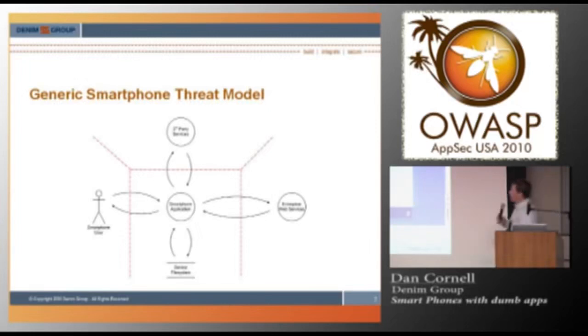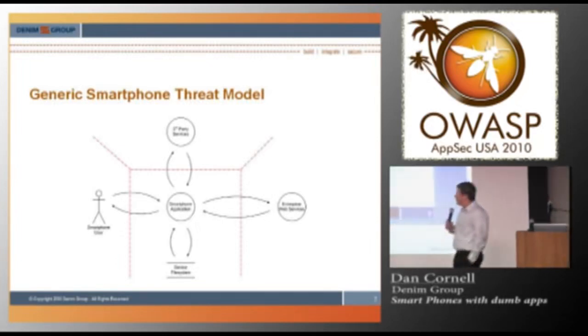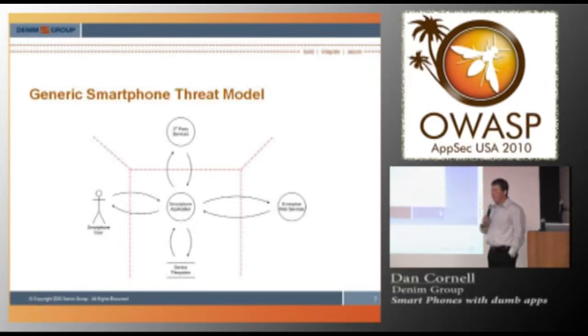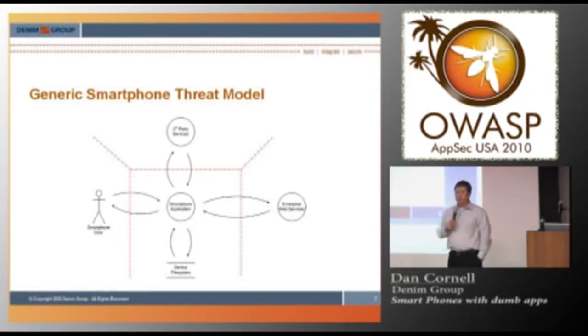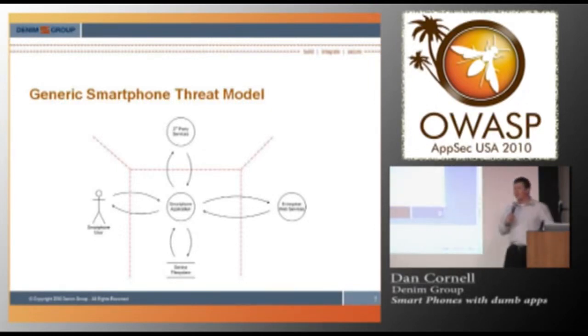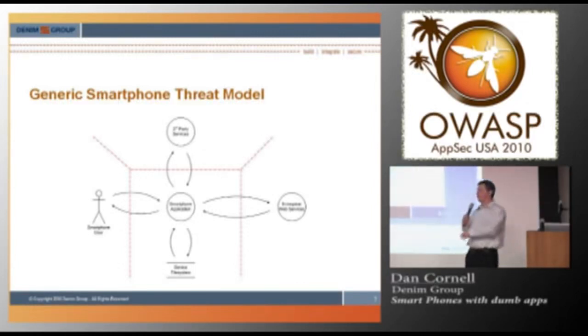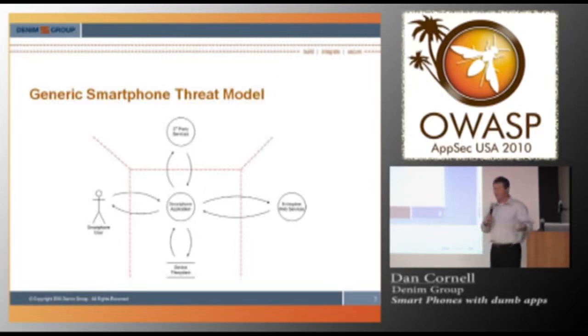So for just a real generic threat model, looking at this application, you've got the smartphone user who's using a smartphone application. You probably have some sort of persistent storage on the device, and then the application is probably going out, and again, an interesting application is probably going out and potentially talking to third-party services you don't have control over, as well as talking back into your organization to some sort of services that are providing your organization's data.